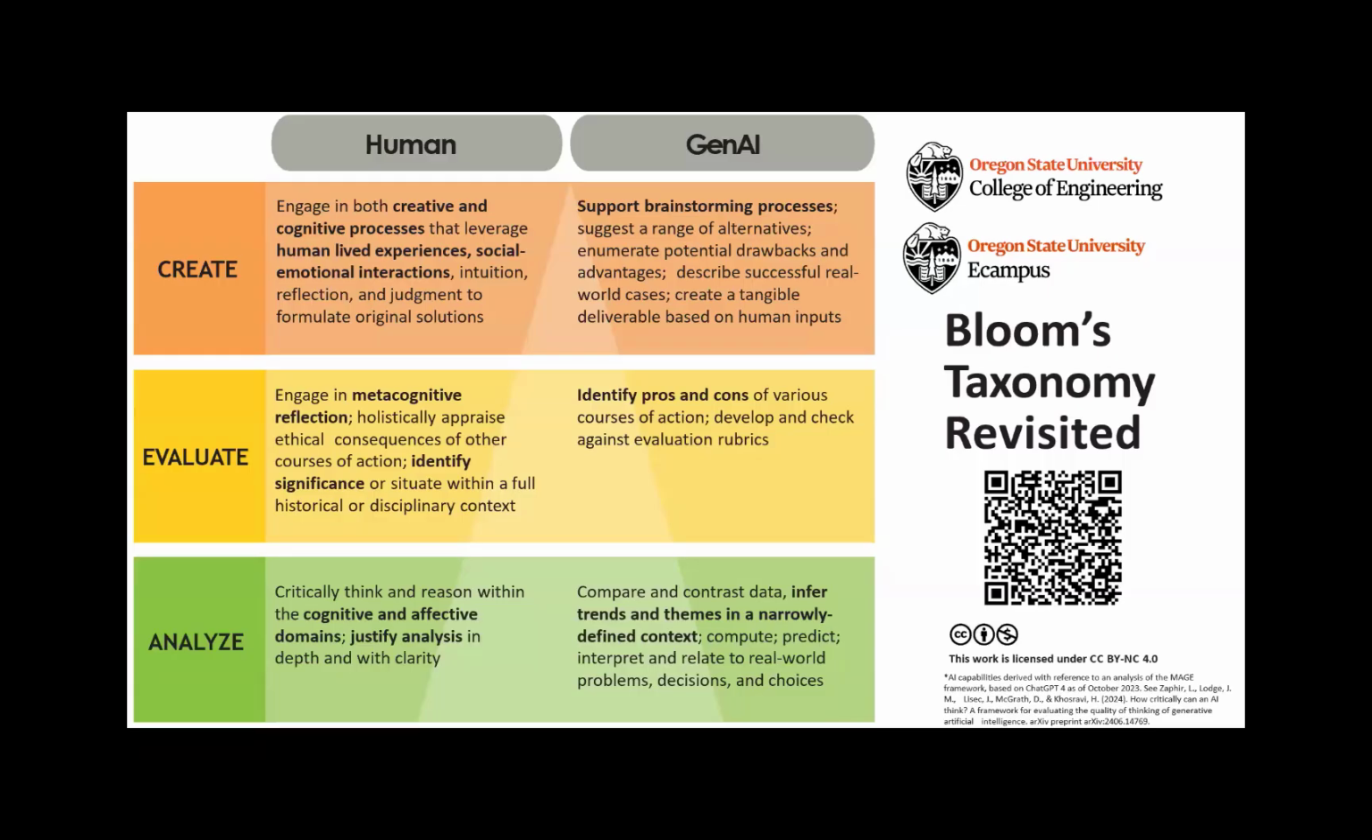We can focus in on the top part here, right? So the general trend when we segment out the functions that generative AI can perform are the basic operations: support brainstorming, identifying pros and cons, identifying trends and themes. And what this means is that now we can have our students focusing on the human side of engineering, right?